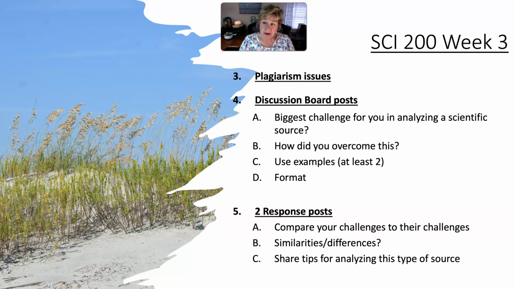Is there anything else? Were you having trouble figuring out whether this was a credible source? Did you have trouble finding out who paid for the research? How did you overcome these challenges when you were taking a look at your scientific sources? Use examples. Use very specific examples, at least 2, in your initial post.